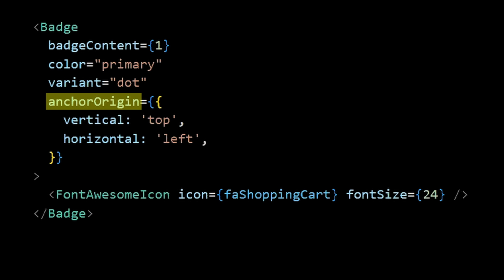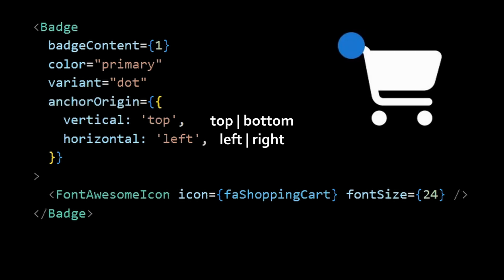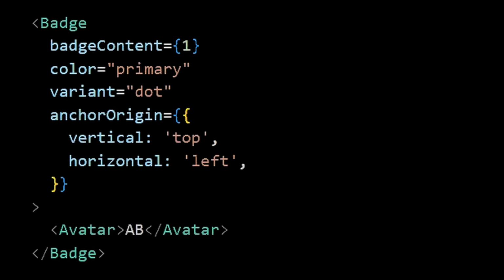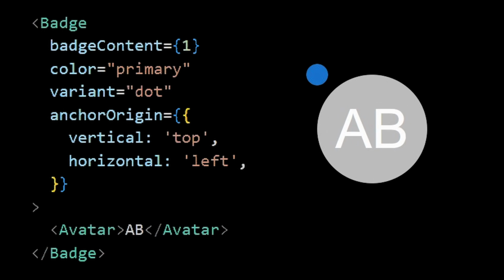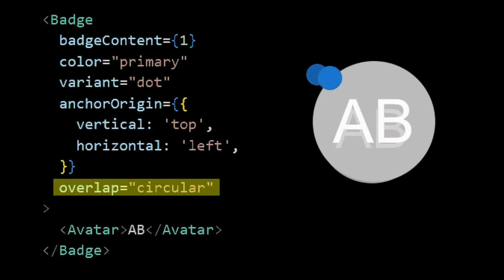You can also position your badge on any of the corners using the anchor origin prop, and if your children is circularly shaped, you can also pass in the overlap prop, which essentially moves it closer to the children using CSS position. Let's talk about the chip component.